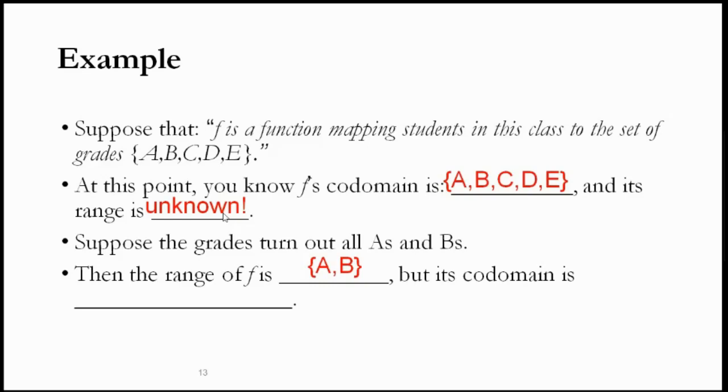Suppose that the grades turn out to be all A's and B's, then the range is A, B. Now you have written the exam and cleared, and many students got A and B only. Then A and B is the range, but the same codomain will exist, that is A, B, C, D, E. So now you got the difference between the codomain and range.